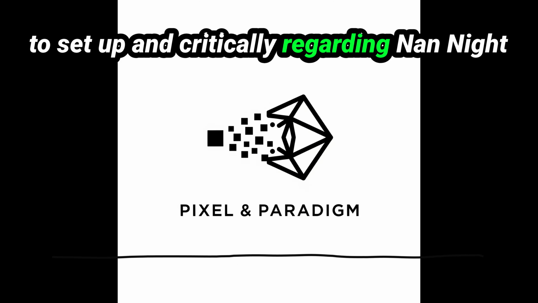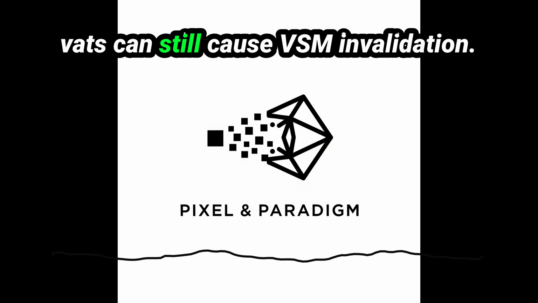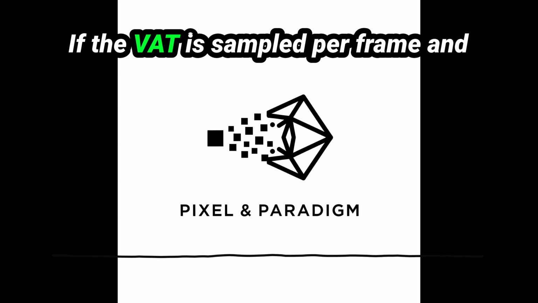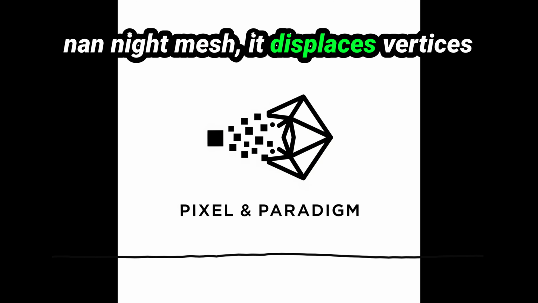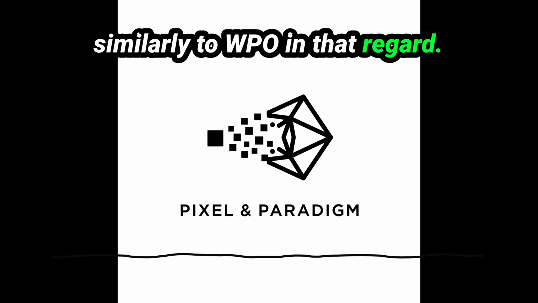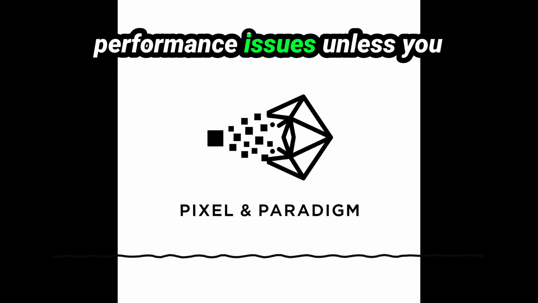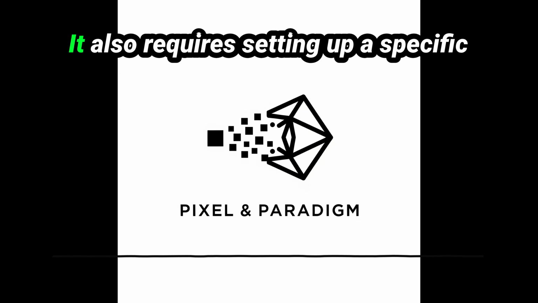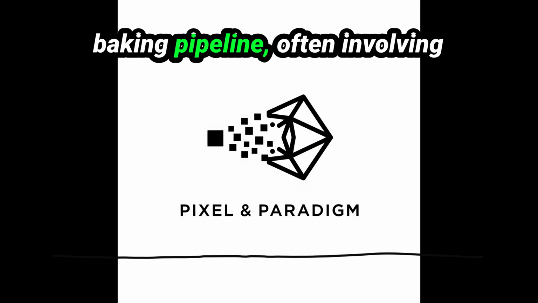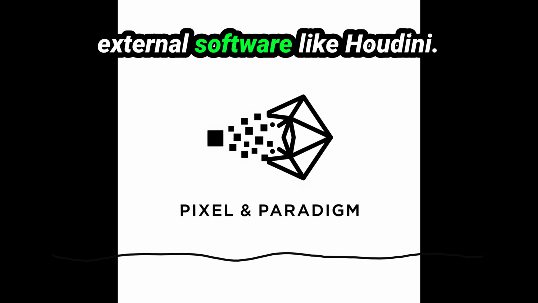And critically, regarding Nanite, VATs can still cause VSM invalidation if the VAT is sampled per frame and causes per-vertex movement on a Nanite mesh. It displaces vertices similarly to WPO in that regard, so you might face the same shadow performance issues unless you use mitigations like static shadow invalidation or disabled distances. It also requires setting up a specific baking pipeline, often involving external software like Houdini.